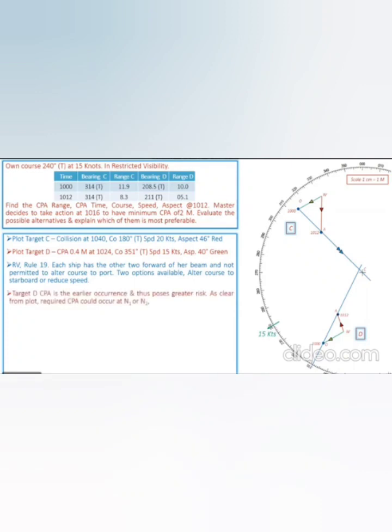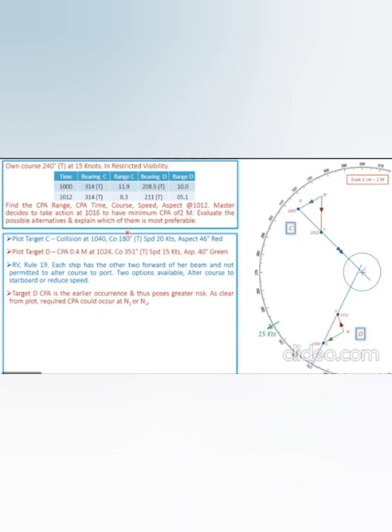Now, since we need a CPA of 2 nautical miles, let us first plot this CPA circle, keeping our compass at the center of the plotting sheet at point C, point Charlie. I open up my compass equal to 2 nautical miles and draw my CPA circle. So we have our CPA circle.